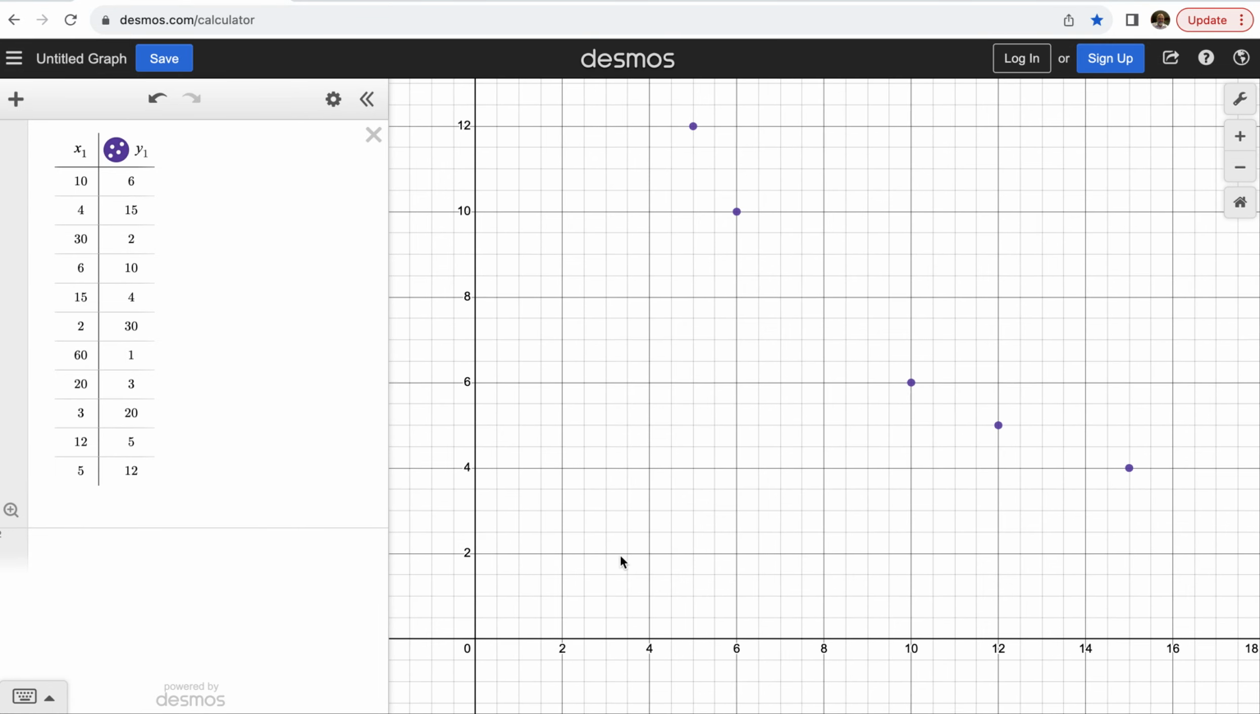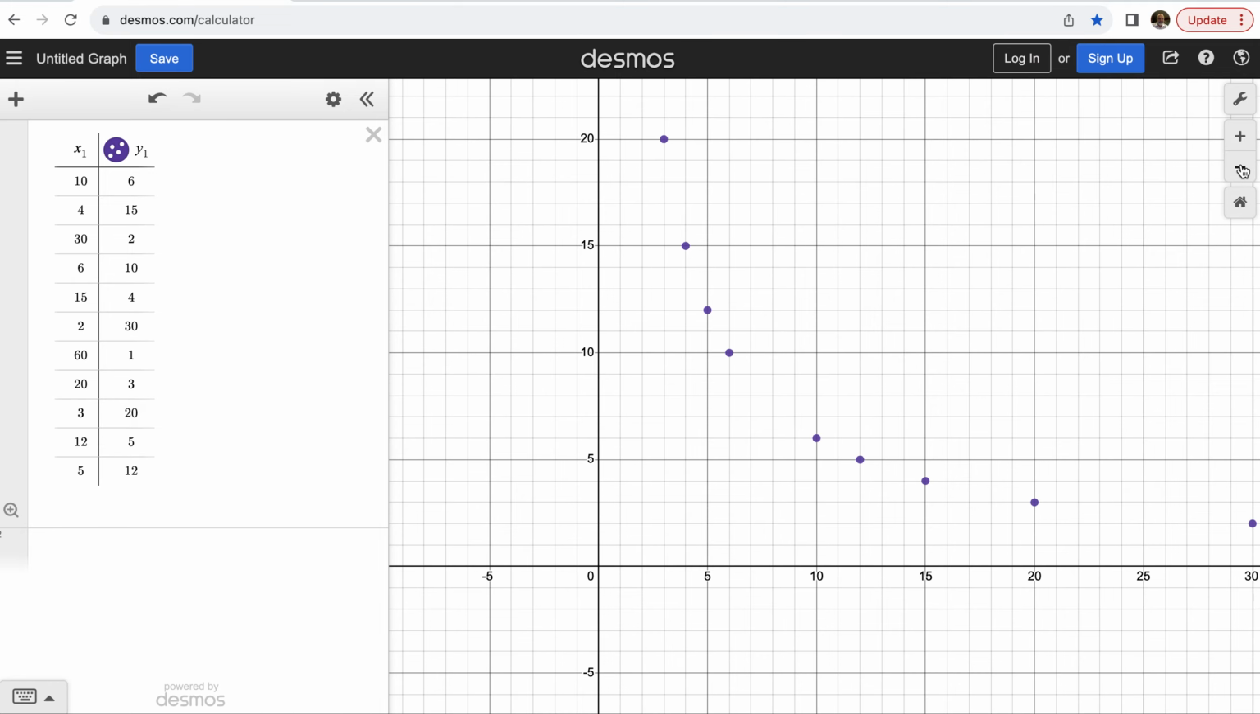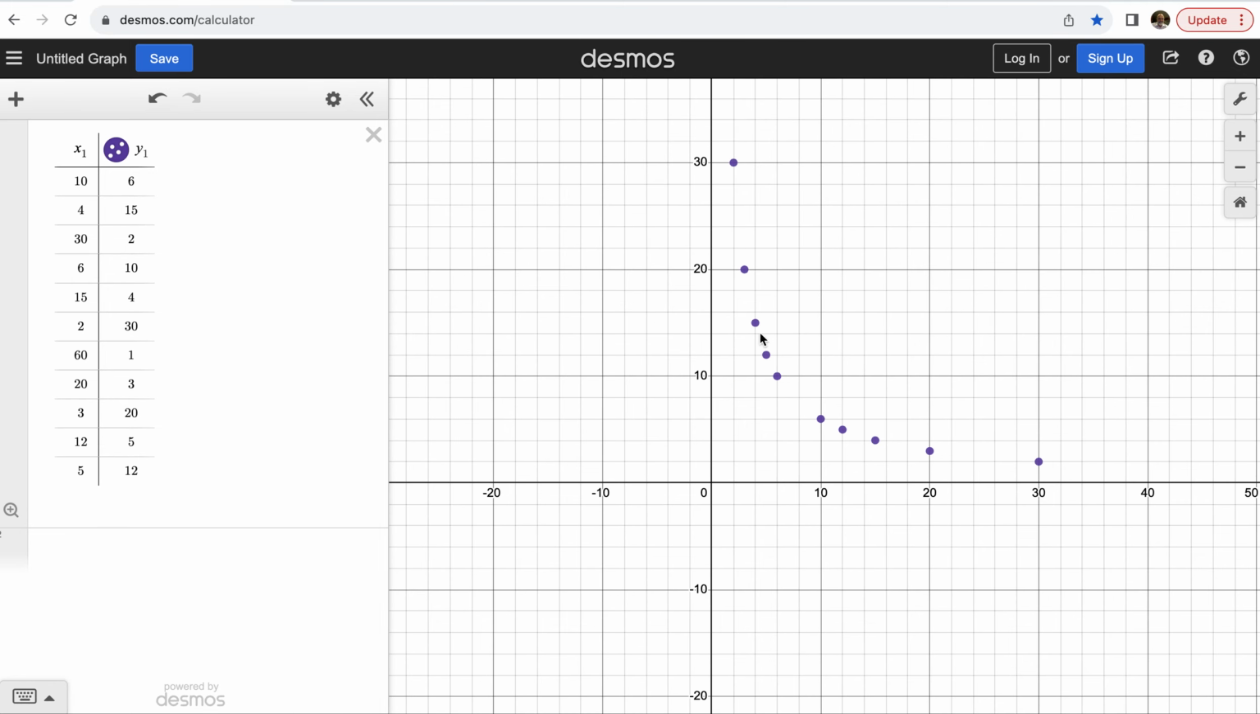And as I type those in, it should be plotting points, and I just have to get to where I can see them all. And I can see a curve here. And so now I want to write an equation. So I'm going to go down here and say, well, if I wrote in y equals 1 divided by x, I sort of get a curve that does this, but not in the right place. Now, this curve looks like it's going to have an asymptote.